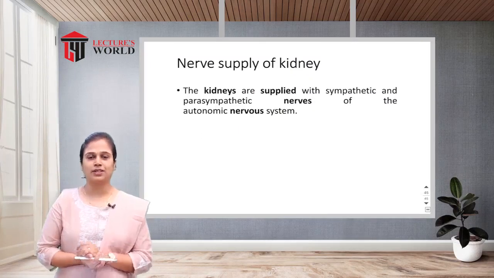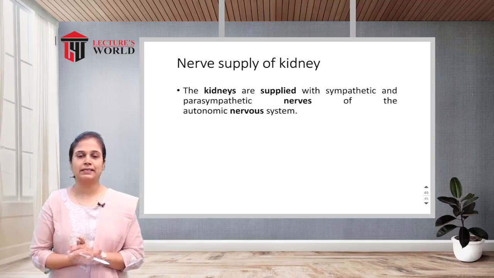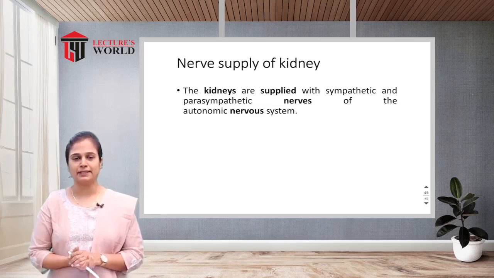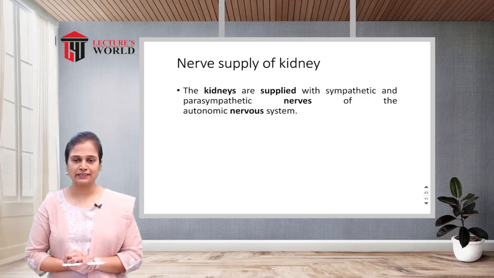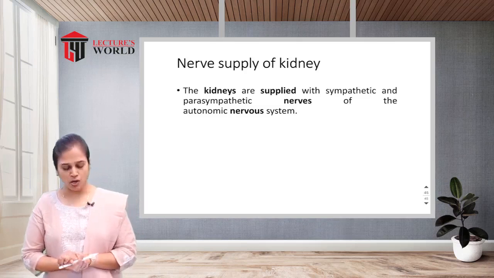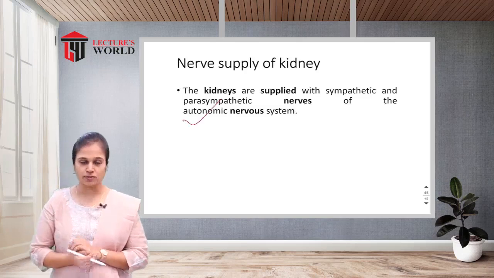Now we will talk about the nerve supply of the kidney. Kidneys are supplied by the sympathetic and the parasympathetic nerves of the autonomic nervous system. It is supplied by both the sympathetic and the parasympathetic, which are part of the autonomic nervous system. So this is about the nerve supply of the kidney.